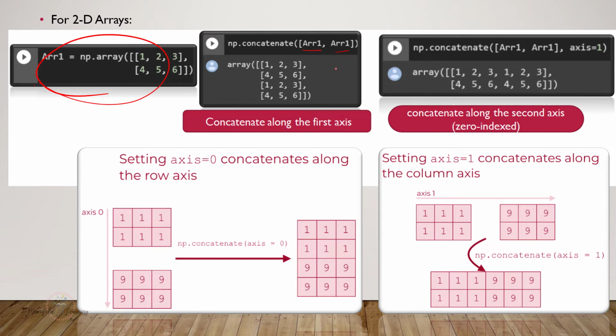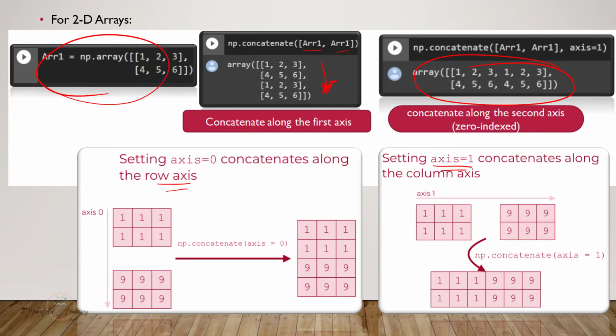In the scenario of my two-dimensional array, by default, it will be placed one below the other. If I want to place one next to the other for a two-dimensional array, I'll just have to say axis equal to 1. This will concatenate and place one next to another. So if I set axis equal to 0, it will perform the concatenation along the row axis. If I say axis equal to 1, it will perform the concatenation along the column axis. And that's the role of performing the concatenation using the various axes.